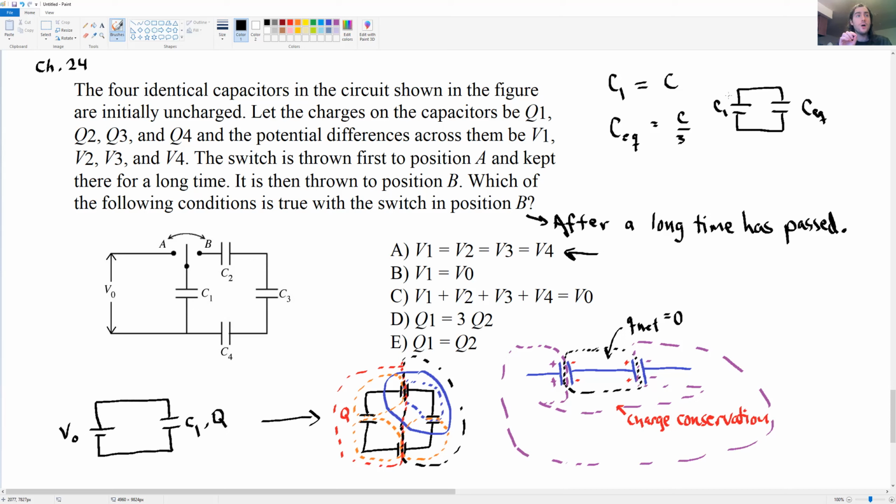You have to do all of the Gaussian surfaces and show charge is conserved, and the charges on the various plates have to be the same for all possible combinations of Gaussian surfaces here. And then it's clear that A is the correct answer, because if all the charges are the same, then the voltages have to be the same, right? Because we have identical capacitors. So Q equals C times V. Okay.